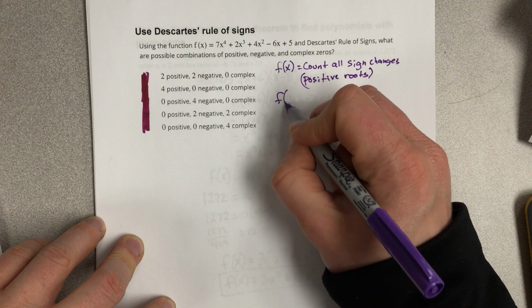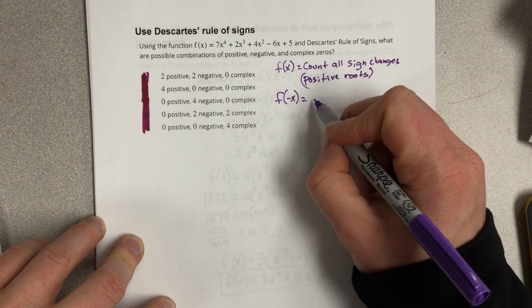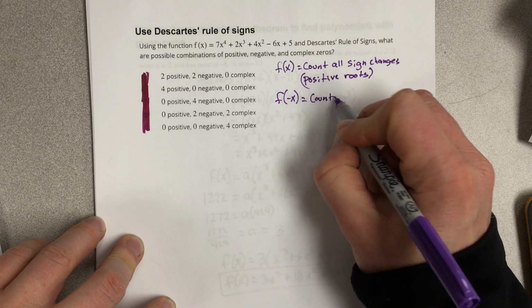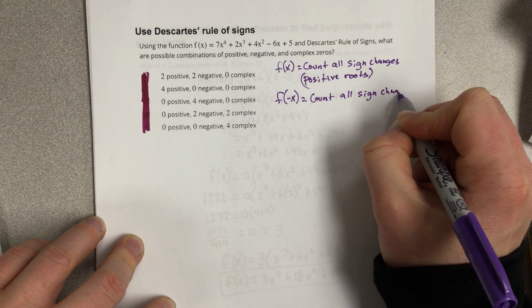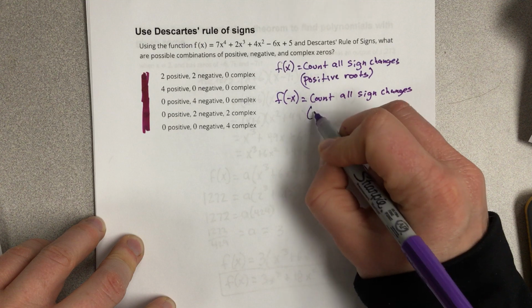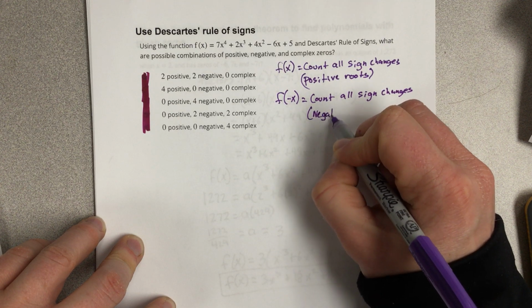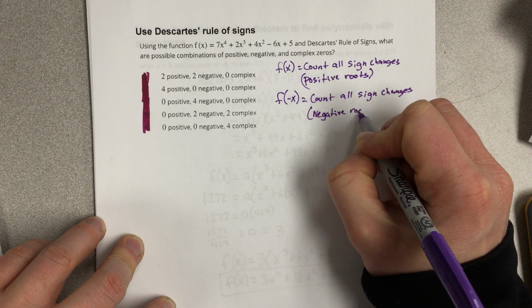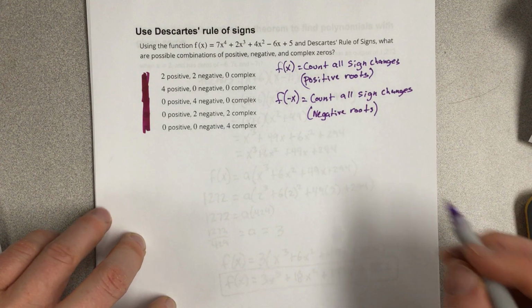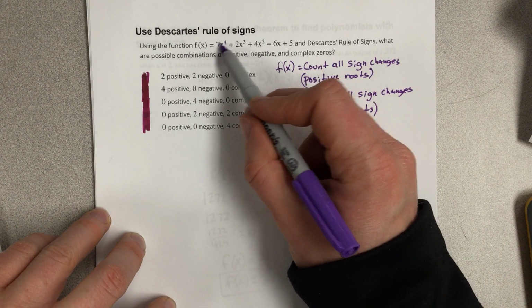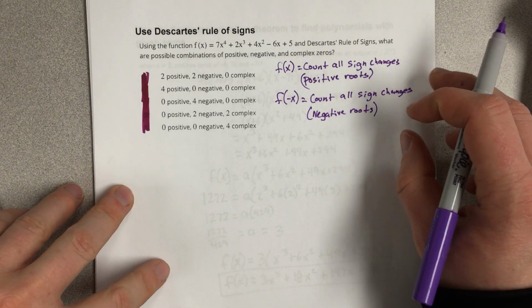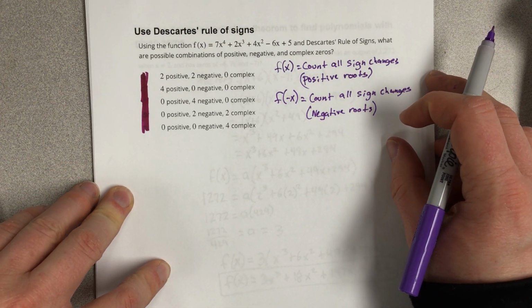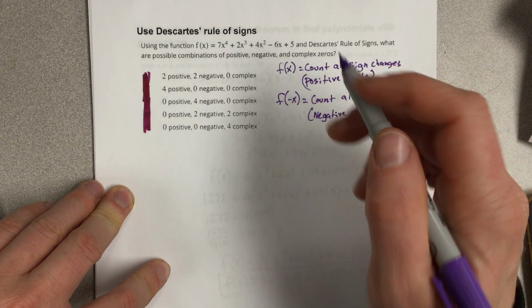For f of negative x, we're going to count all sign changes, and that will be the negative roots. And then anything that's left, out of the 4 roots that you could get, would be the complex zeros.